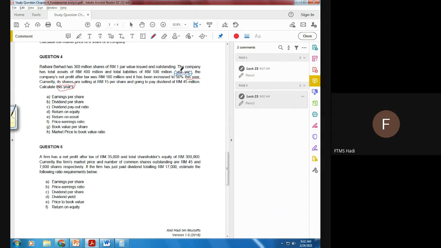You see here, they say last year, tahun lepas, the company's net profit after tax was 100 million. Tahun lepas, keuntungan 100 juta. And then increase to 50% this year. That means, untuk calculate this year, you kena convert, kena naikkan dia sebanyak 50%. You need to increase by 50%. Later on, I will show you how.